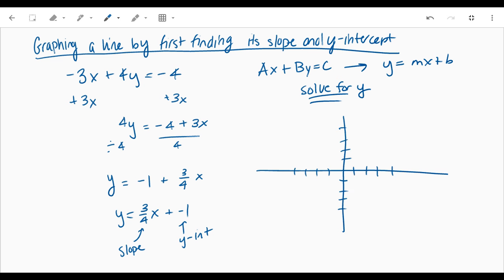Okay, so our y-intercept is at negative 1. And then our slope is 3/4, so our rise is 3, so 1, 2, 3. And then our run is 4. 1, 2, 3, 4. Okay, so we'd have our 2 points there, and our line will go through them, just like that. Okay, next one, we are cruising.